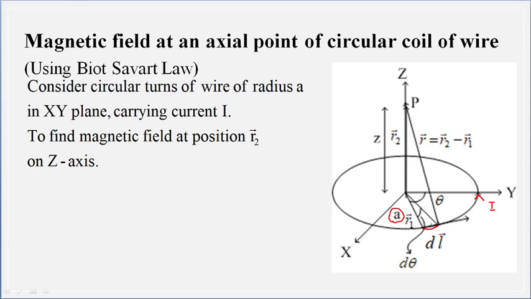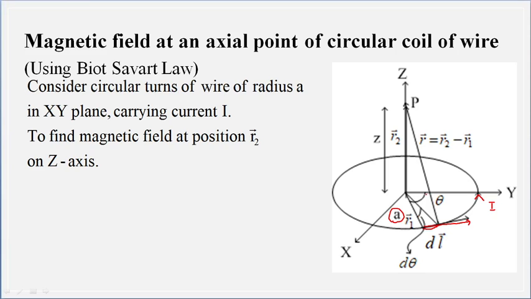We draw the tangent, and the tangent gives the direction of that element, and the direction is according to the current. See, the current is flowing like this. That's why this is the direction of dl, as per the current. Now this element is subtending a small angle d theta, because the element is small.